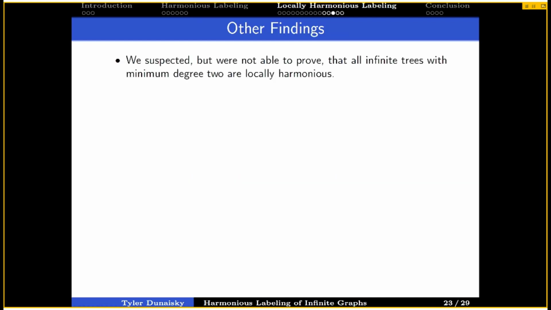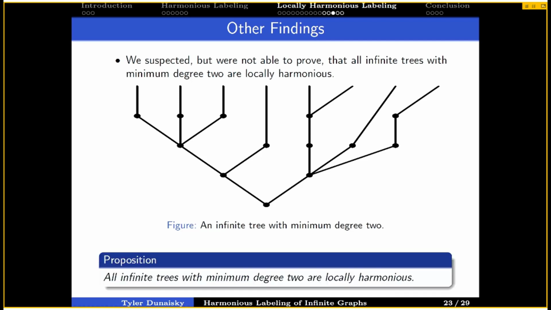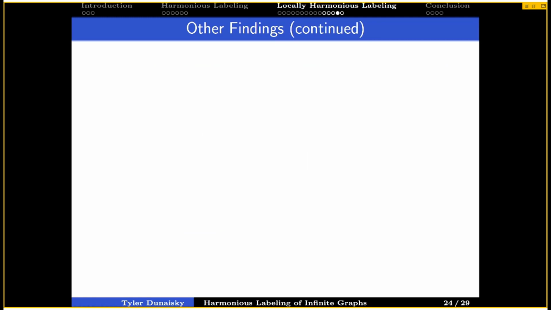and so on. So we suspected, but we were not able to prove, that all infinite trees of degree 2 or greater are open harmonious. So here is an infinite tree. Trees look like trees. The formal definition is that they have no cycles, so you don't have any circles or anything in them. And they can extend forever. So we're pretty sure that all infinite trees like this are open harmonious.